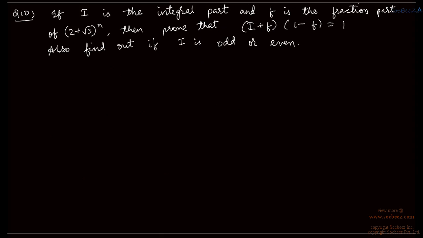I is the integral part and f is the fractional part of 2 plus root 3 power n. Then prove that I plus f into 1 minus f is equal to 1. Note that the second factor has 1, not I. Also find out if I is odd or even.